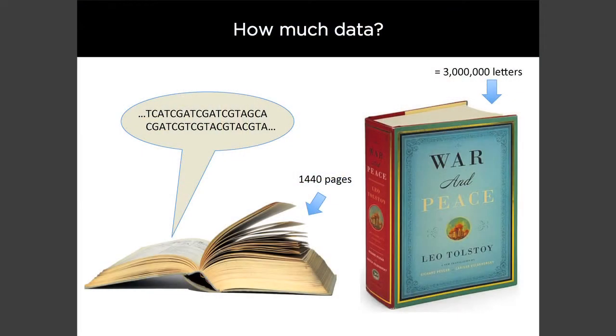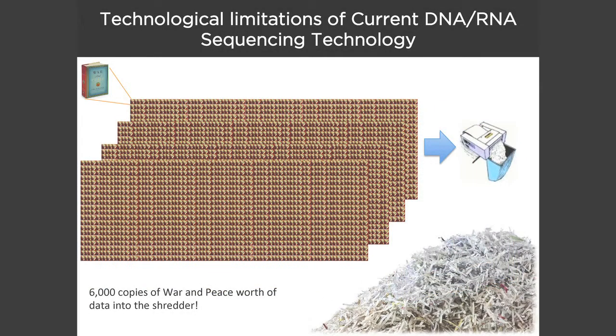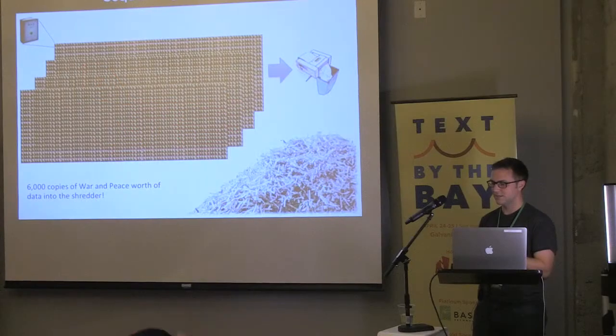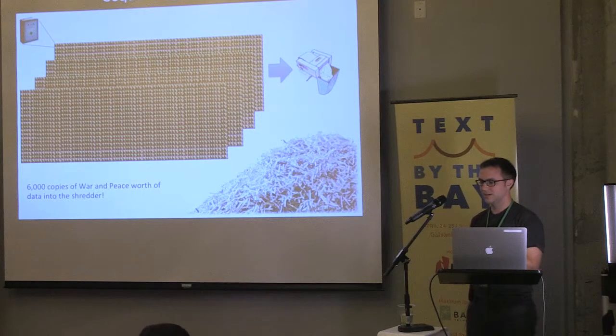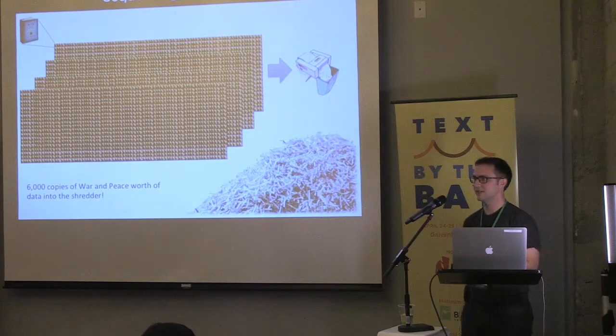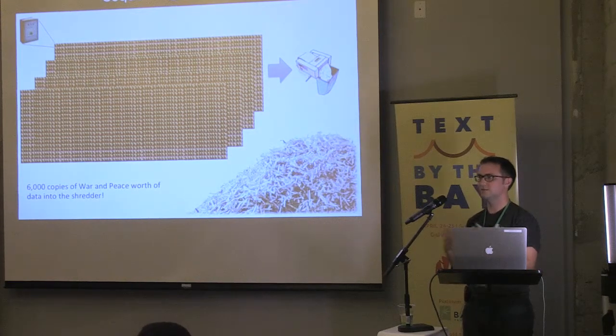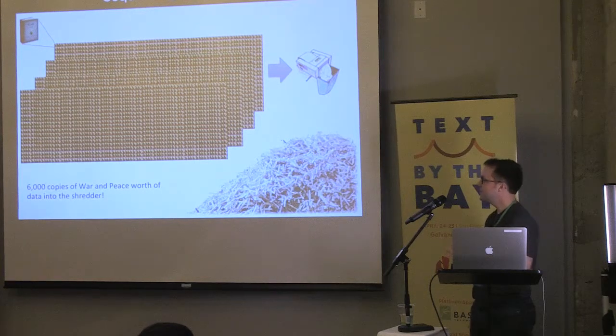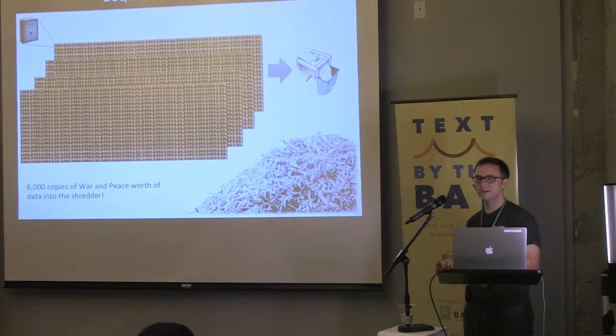So how much data is this? Well, if you imagine War and Peace, a super huge book, about 1,400 pages of text, 3 million letters, we sequence about 6,000 copies worth of that for one person. So this is a lot of data to go through, and because of a current limitation in technology that I don't really see getting over anytime soon, we have to do the equivalent of taking those bookshelves filled with books and throwing them into a paper shredder, more or less.